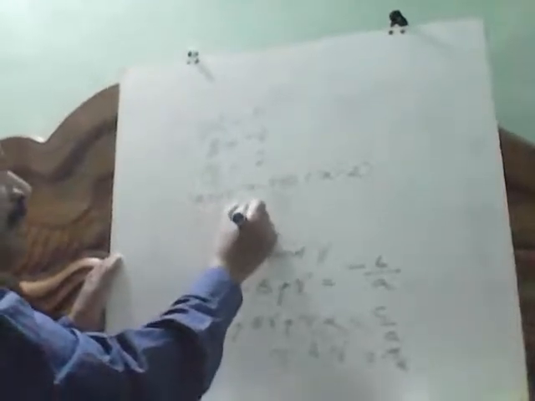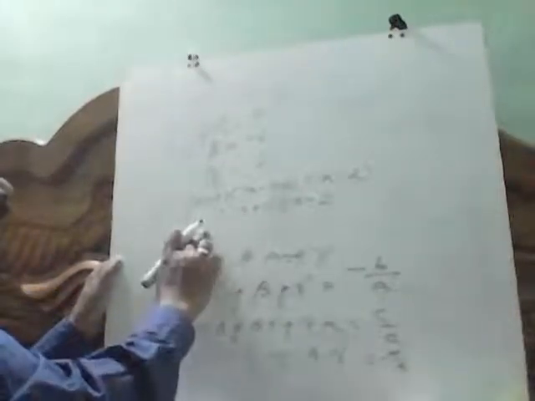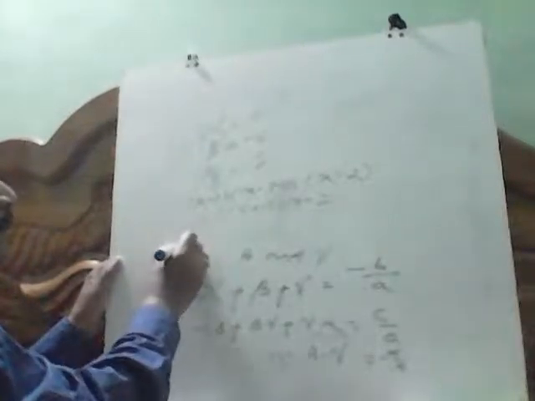Alpha is 1, beta is minus 1, gamma is 2. Now the polynomial is x minus 1 into x plus 1 into x minus 2. Now you multiply, usual multiplication. If you multiply x minus 1 with x plus 1, by applying the formula, it is coming x square minus 1 square. x square minus 1, into x minus 2.